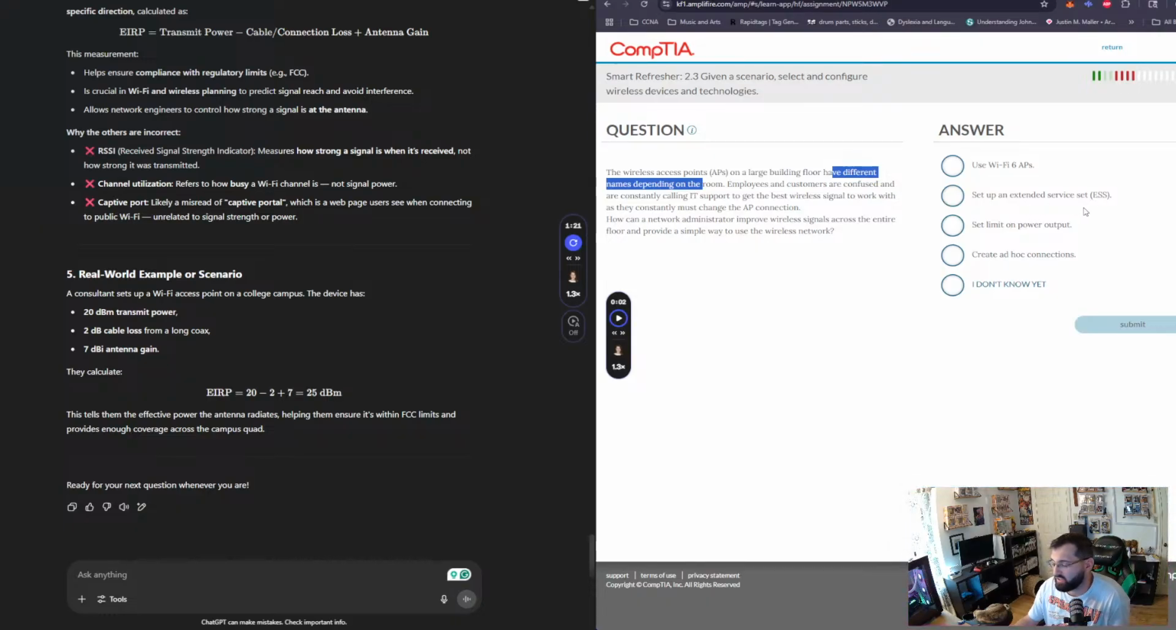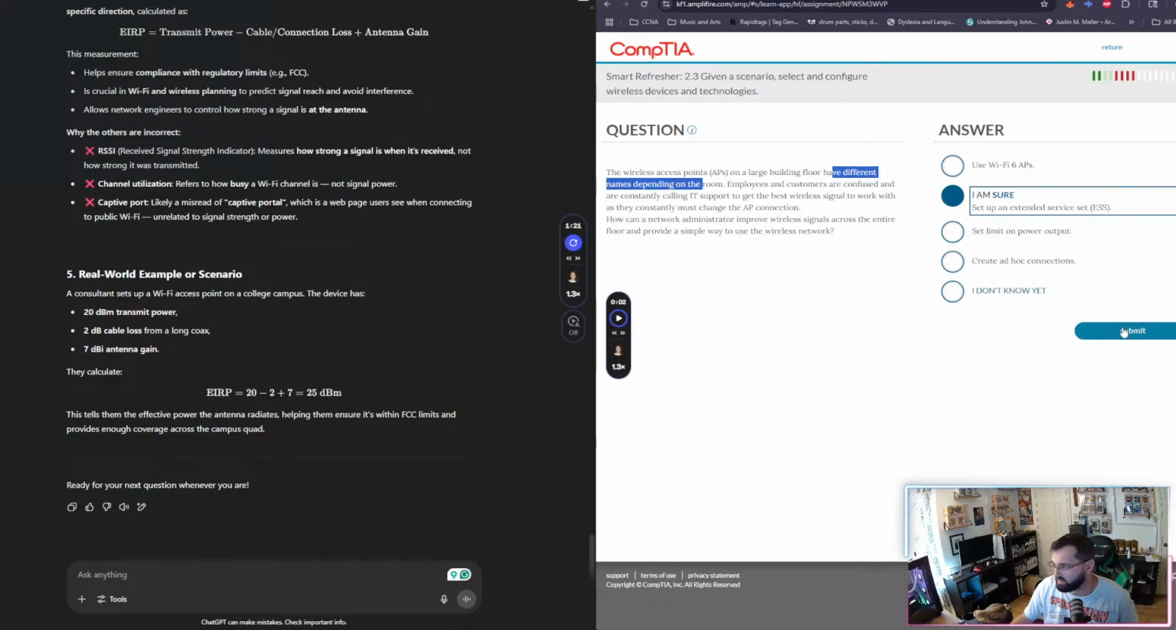I'm pretty sure an extended service set is where all of the APs are going to have the same SSID. This is like when you go to a school or something like that, and you might have two SSIDs, like the guest and then the faculty, and it doesn't matter where you are in the building, as long as you are connected to the SSID faculty, you're just bouncing from one AP to another AP seamlessly. I'm pretty sure that's ESS. Yes. Okay.